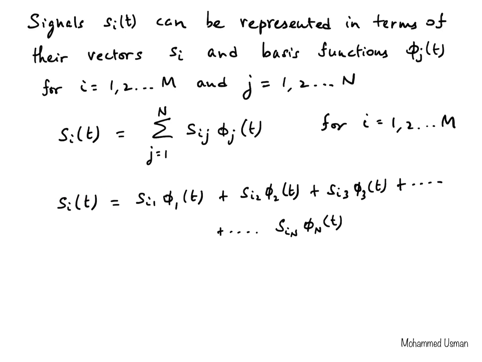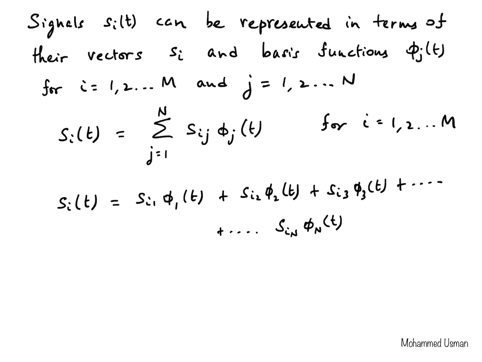S2 of t will be S21 phi 1 of t, S22 phi 2 of t plus S23 phi 3 of t up to S2n phi n of t. So that is what the summation is saying, and so that way we can represent each of the signals in terms of their vector notation and the basis functions.